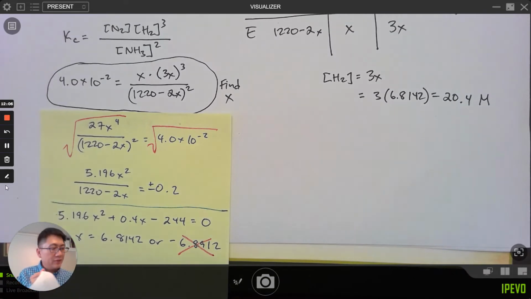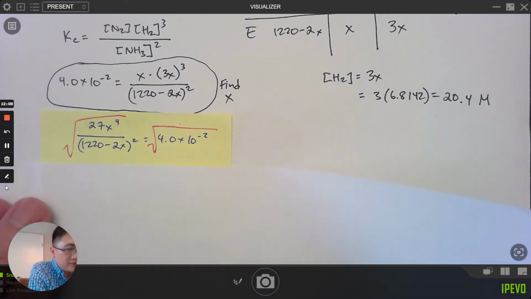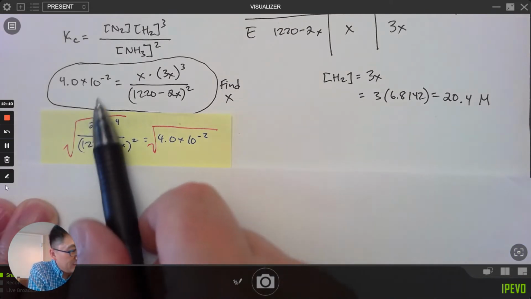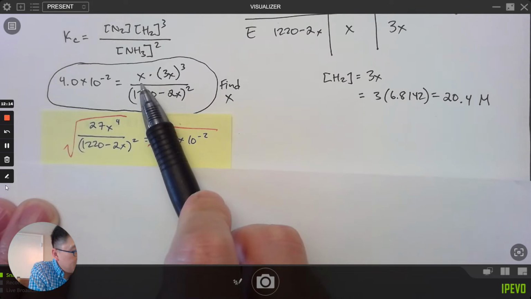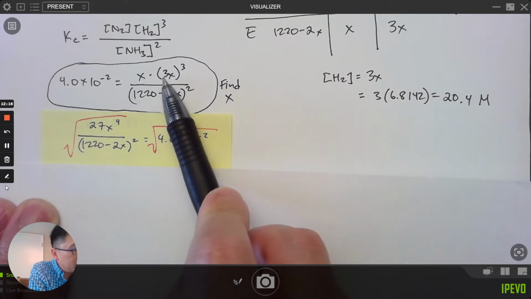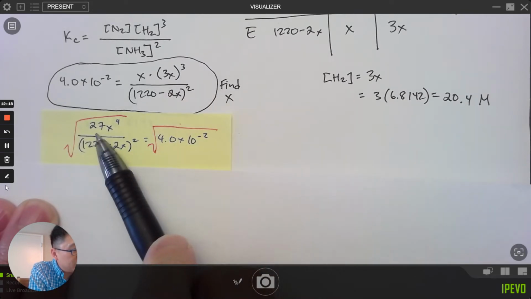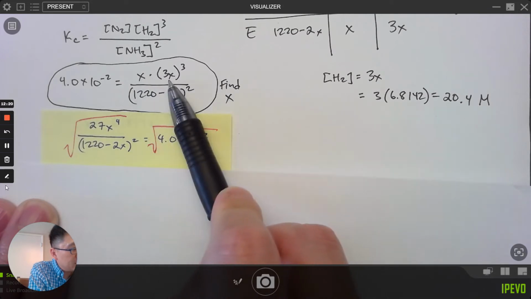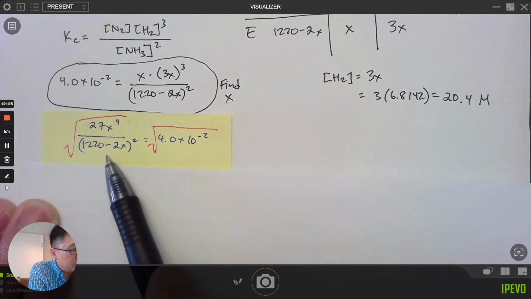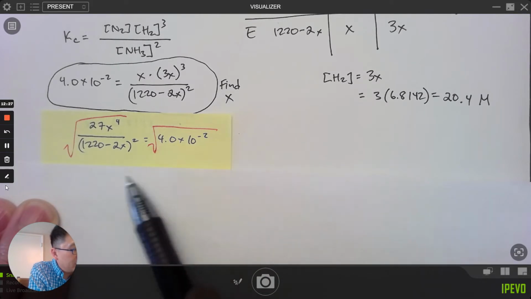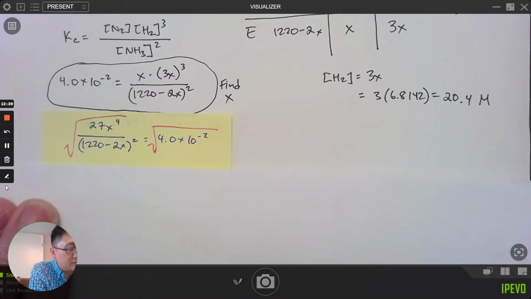So what do we have? Let me go one step at a time. Okay, x times 3 cubed. 3 cubed is 27. x times x cubed is x to the fourth, all over 1220 minus 2x, squared, is equal to 4 times 10 to the minus 2.